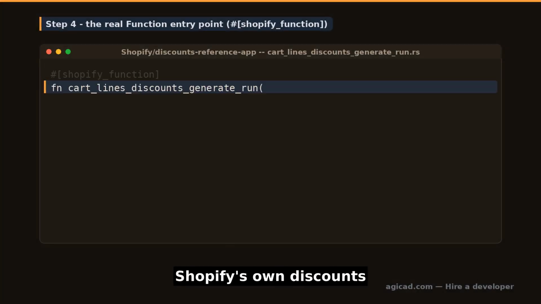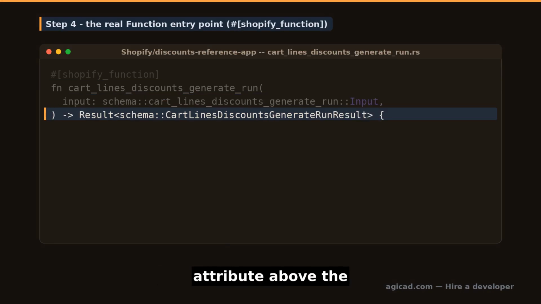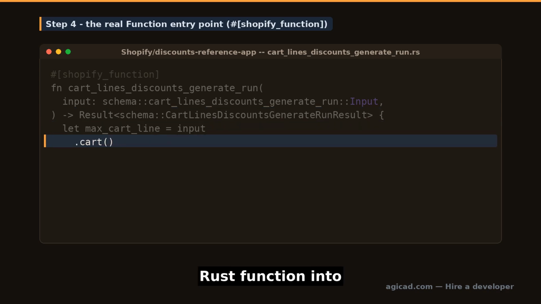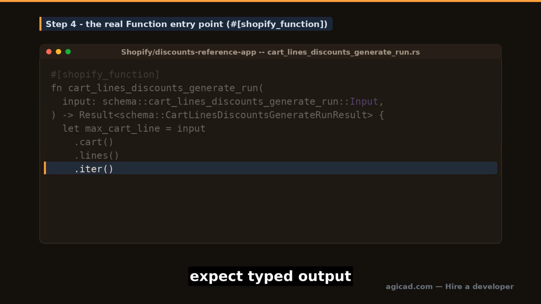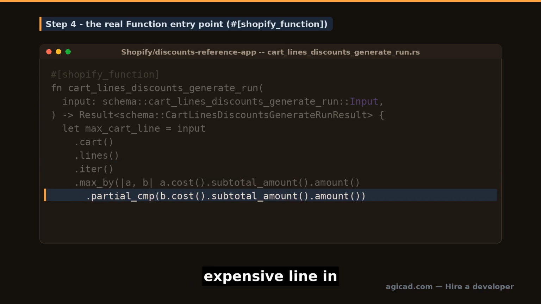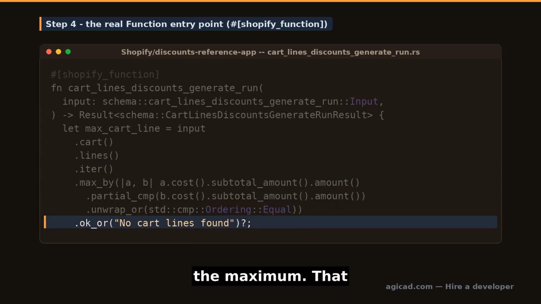The Shopify _function attribute above the function is the whole integration surface. It's what turns an ordinary Rust function into something Shopify's runtime can call with typed input and expect typed output back. The first thing this particular function does is find the most expensive line in the cart, comparing each line's subtotal amount to find the maximum. That single cart line becomes the target for a product discount later in the function.